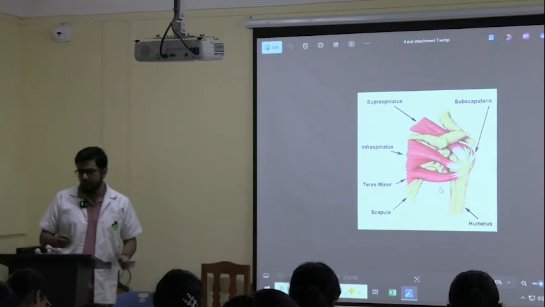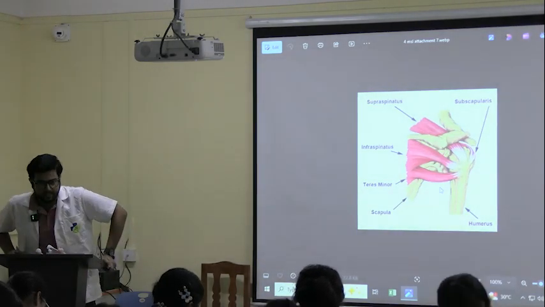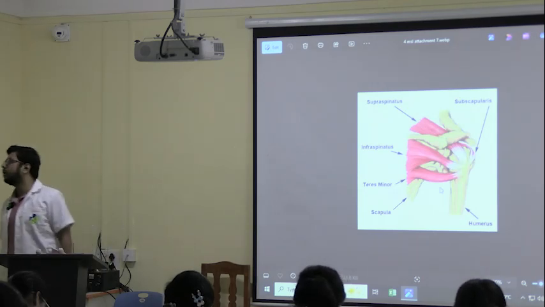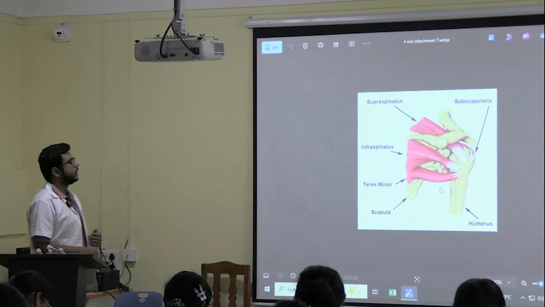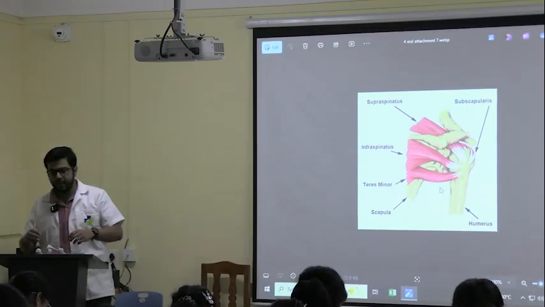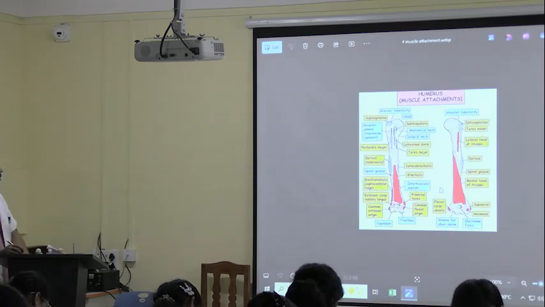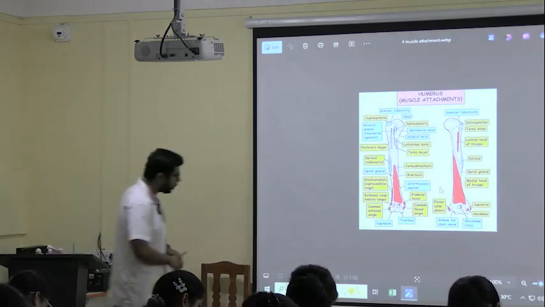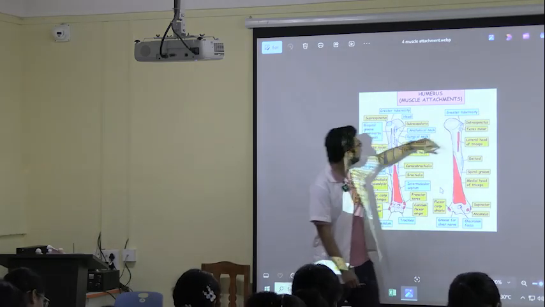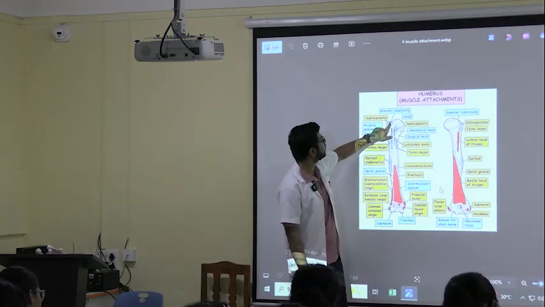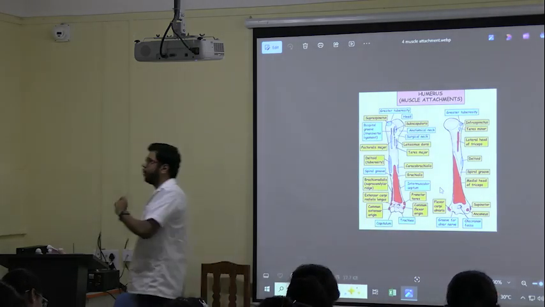This is a mnemonic. You guys need to learn lots of mnemonics or make your own. SIT: supraspinatus, infraspinatus, teres minor. They attach in the posterior superior, one posteriorly and superiorly. Okay, this is the posterior part. Okay, this is the anterior. So posterior and superior like this. In the posterior superior surface of greater tubercle.